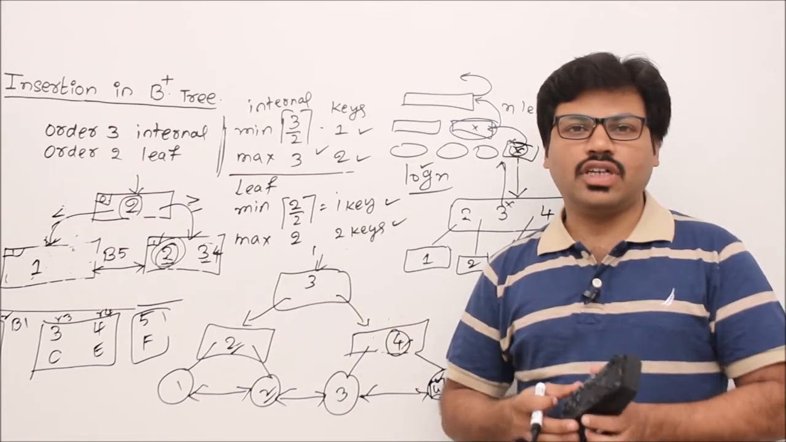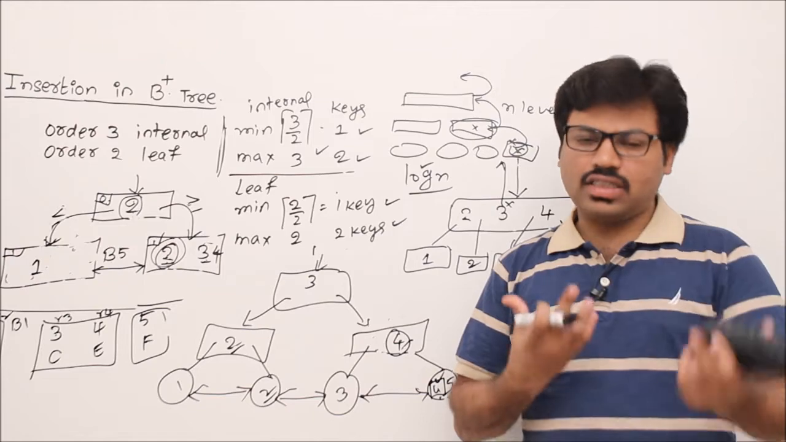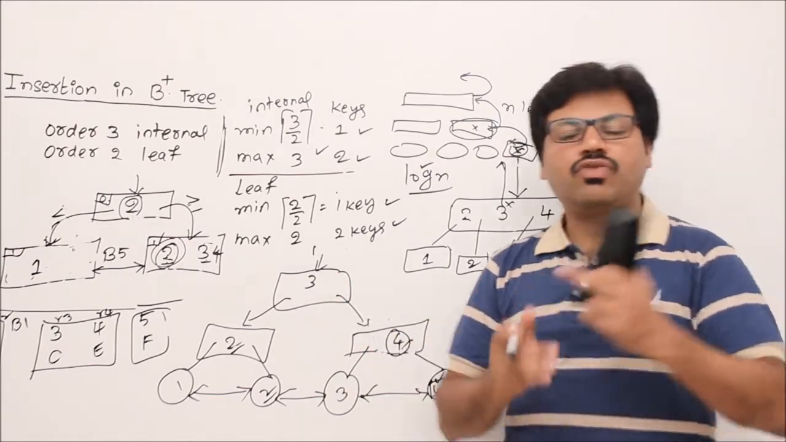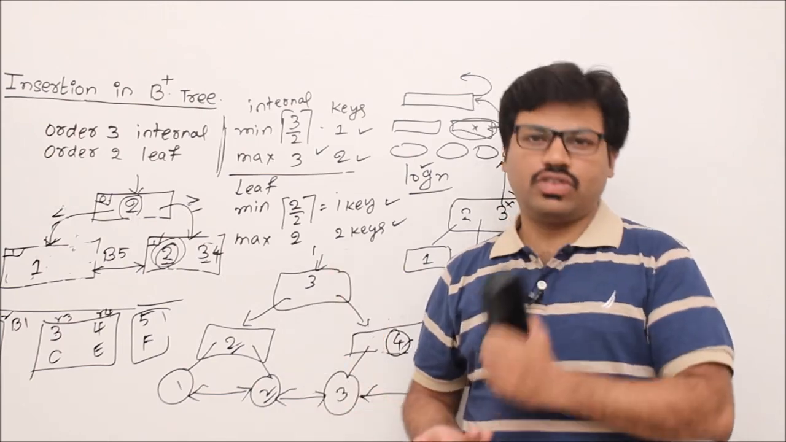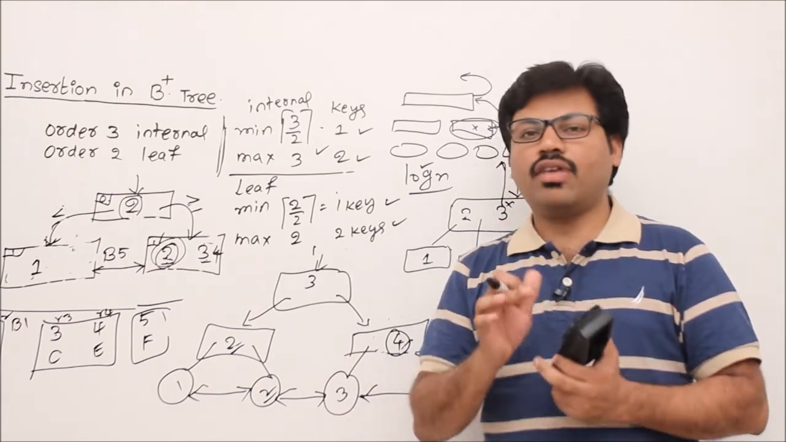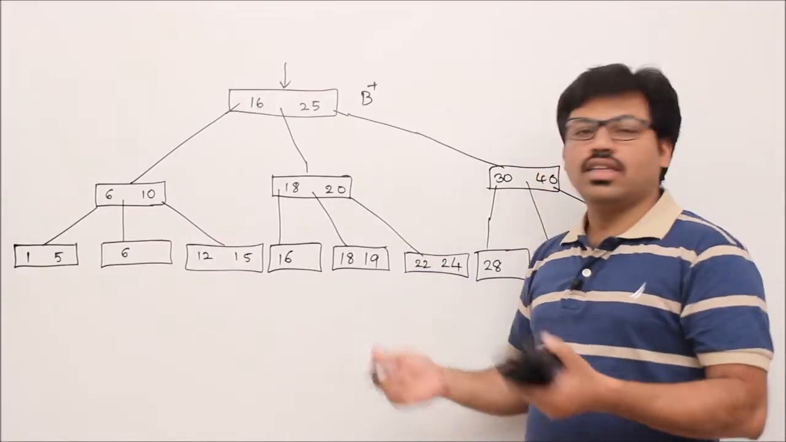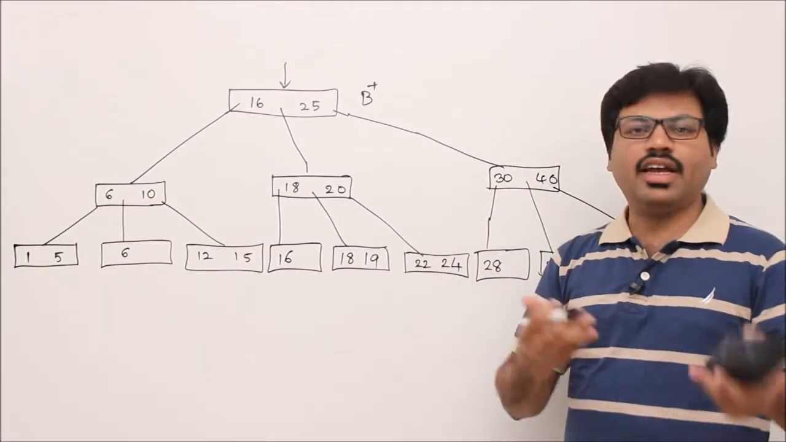So in redistribution, rather than splitting, we are adjusting the nodes locally, I can say. That means from one leaf to another leaf. We are going to see that. Because of that, the number of disk transfers will be reduced. Now we'll see in various cases how this B plus tree will be readjusted.